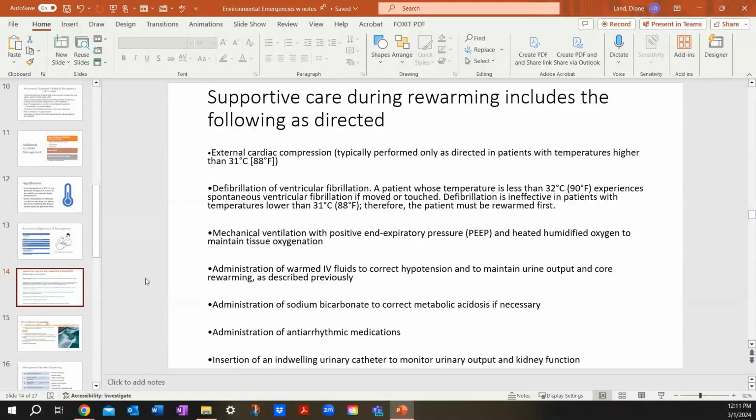But mechanical ventilation with PEEP and heated humidified oxygen, administration of warmed IV fluids, like we said, to correct hypotension, maintain urine output, core rewarming, administration of sodium bicarb to treat the metabolic acidosis, and antiarrhythmic medications as needed, and put in a Foley to watch that urine output and watch for kidney function. All right.